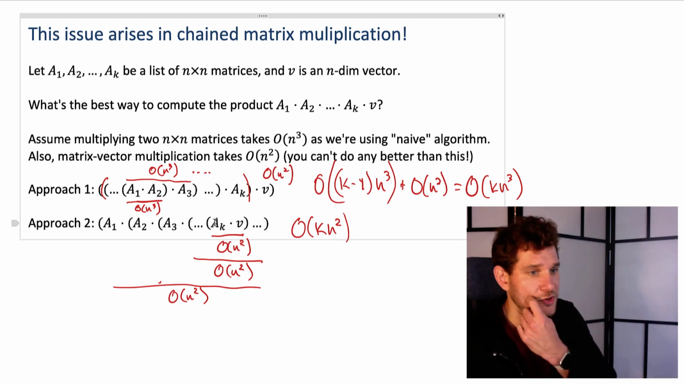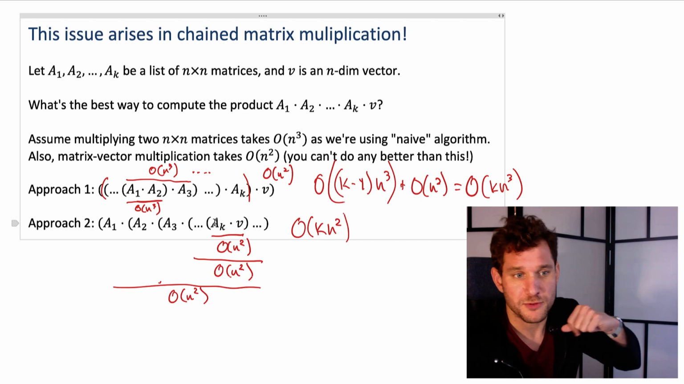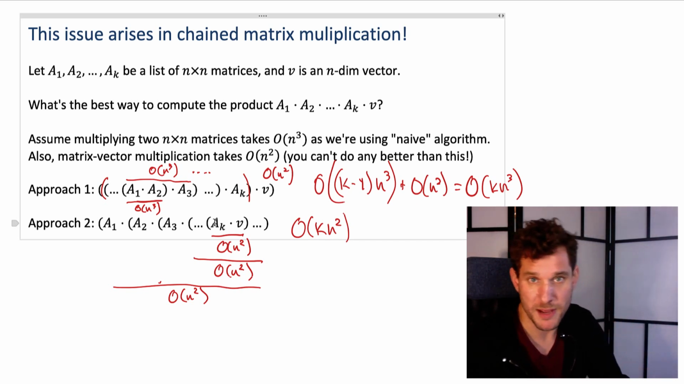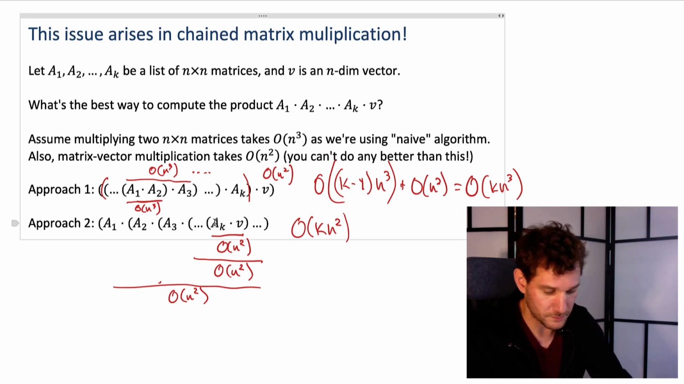So then we have this question: given any sequence of matrices that we want to multiply together, what's the best way to do that? That's the problem of chain matrix multiplication. Let's get to that now.